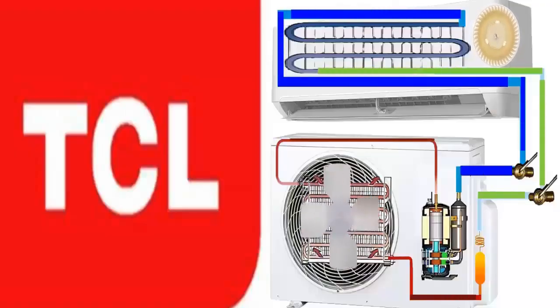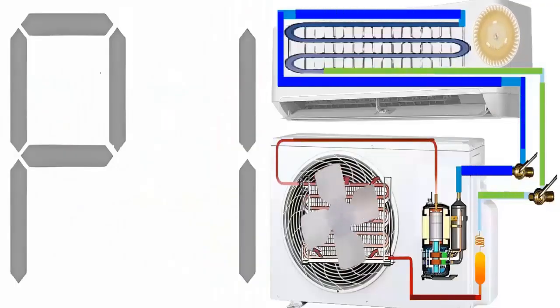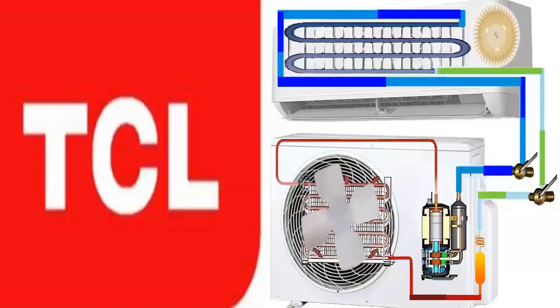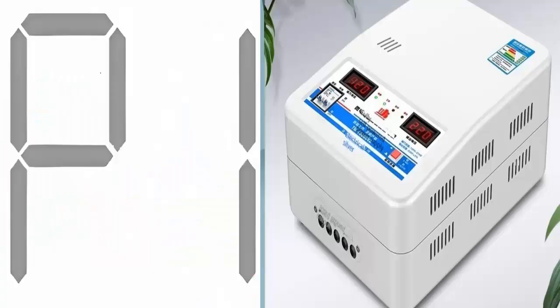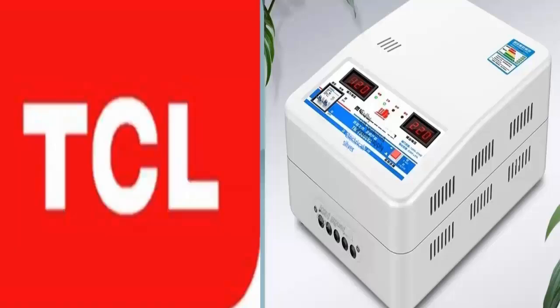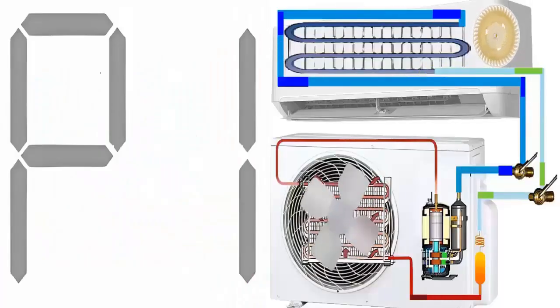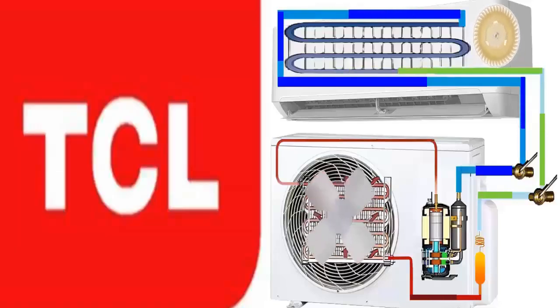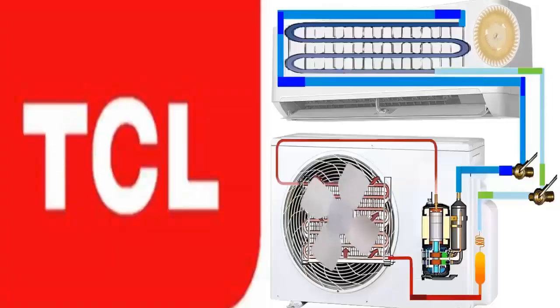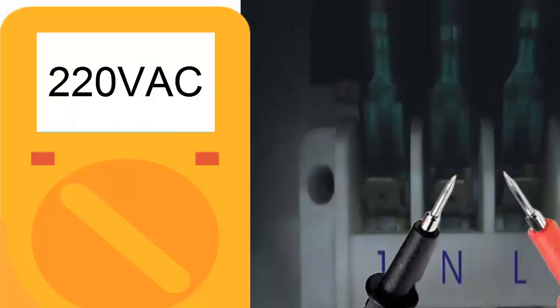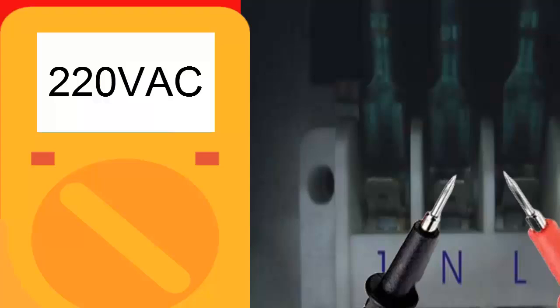3. If the supply voltage is not within the proper range or fluctuates, consider using a voltage protector or changing the unit's power supply point. 4. Verify that the voltage at the air conditioner's input matches the supply voltage by measuring between terminals L and N of the outdoor unit. Ensure it is within the range of 160 to 260 volts AC.